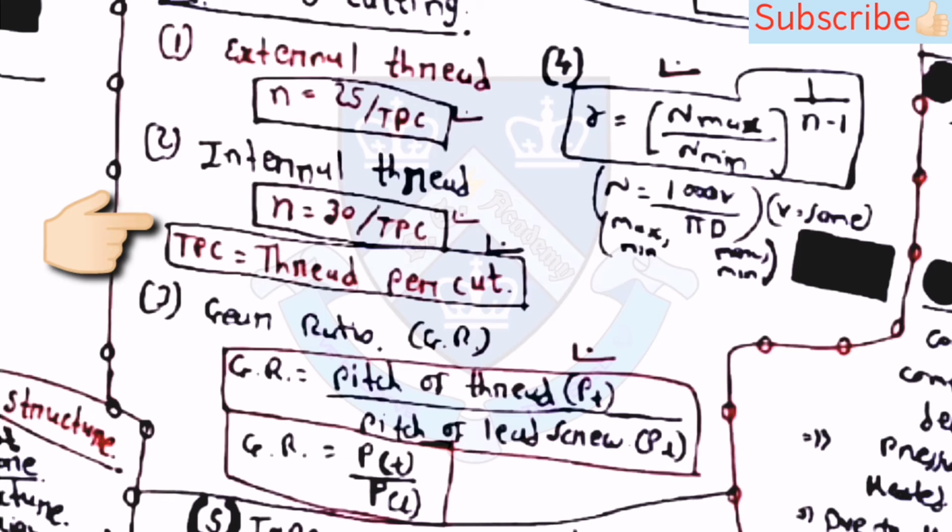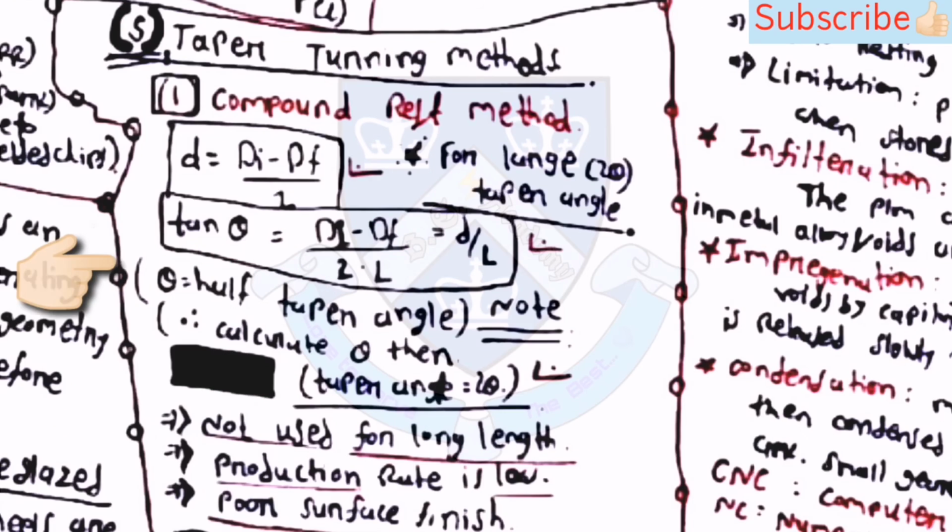Then gamma is equal to n max upon n min raised to 1 upon n minus 1, where n is equal to 1000 V by pi into d. Then there are taper turning methods. The compound rest method includes d is equal to di minus df by 2, then tan theta is equal to di minus df by 2 into l is equal to d by l.